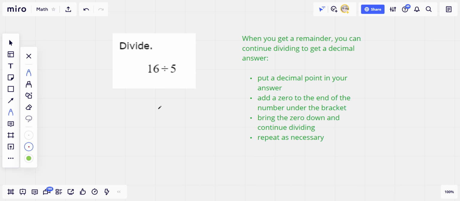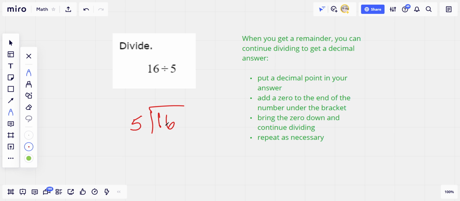However, you don't have to stop. You can actually keep dividing, and you'll get an answer in decimal form. So let me show you how that pretty cool and magical thing works. Here we've got a problem, 16 divided by 5, and you might already know that this is not going to divide evenly. We're going to have a decimal part of the answer.